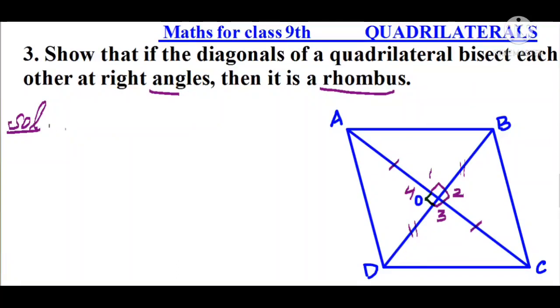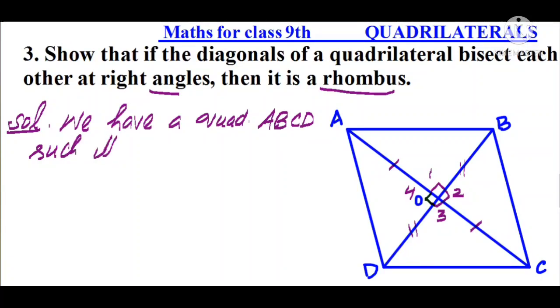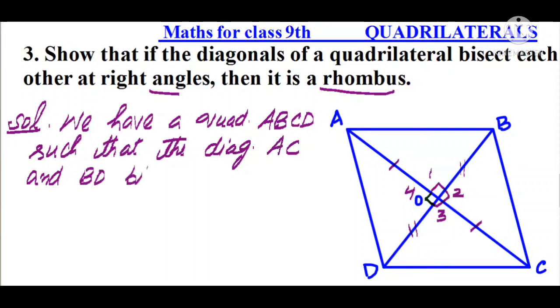So first of all, I will write what we have given. So we have a quadrilateral here, and its name is obviously ABCD, such that the diagonals AC and the other one BD bisect each other, and obviously they bisect each other at right angles. This is given.